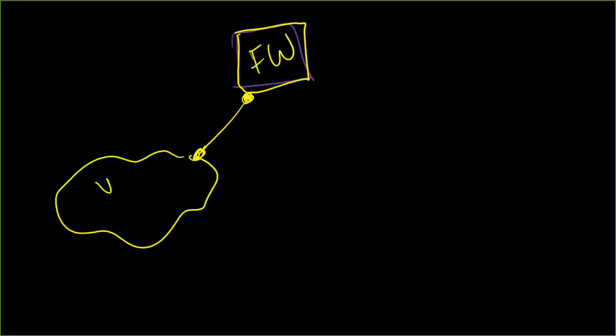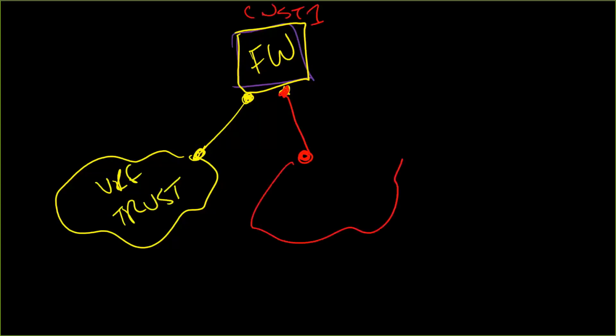So we had the firewall, so still the same, but instead of having a default gateway, we still had a layer 3 interface, but it would be into VRF trusted, and then another one into, so this is the same customer. So this is customer 1, the context. They would be into VRF untrust.